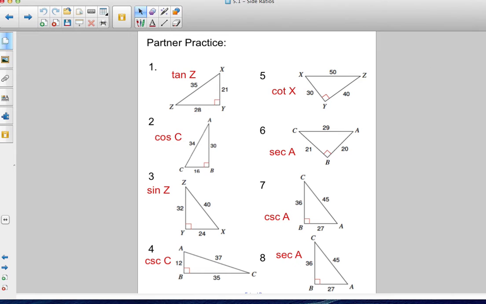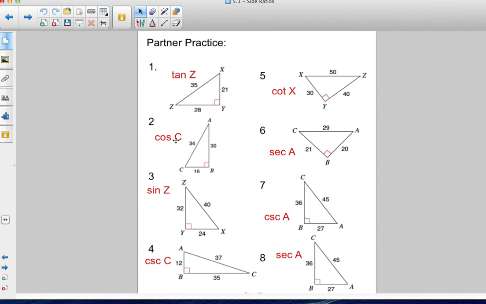All right, so tan z was the first one. That's this angle here. So tan z, opposite over, oh gosh, I was going to say hypotenuse. Tan z, opposite over adjacent, 21 over 28. And you want to make sure that when you do this, you simplify. Don't leave it as 21 over 28. Simplify it. Factor out a 7 from both of them. You should get tan z equals 3/4.